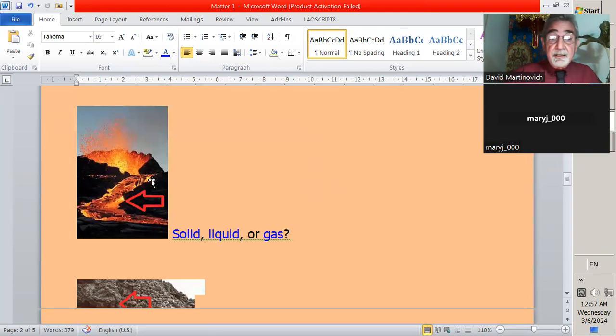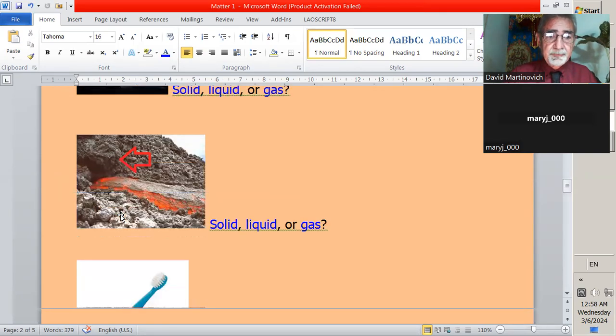Next, this red hot stuff that is flowing like water. Solid, liquid, or gas? How about Leo? Leo says that is a liquid. Is he correct? Show me with your thumbs. Yes, he's correct. That's a liquid.